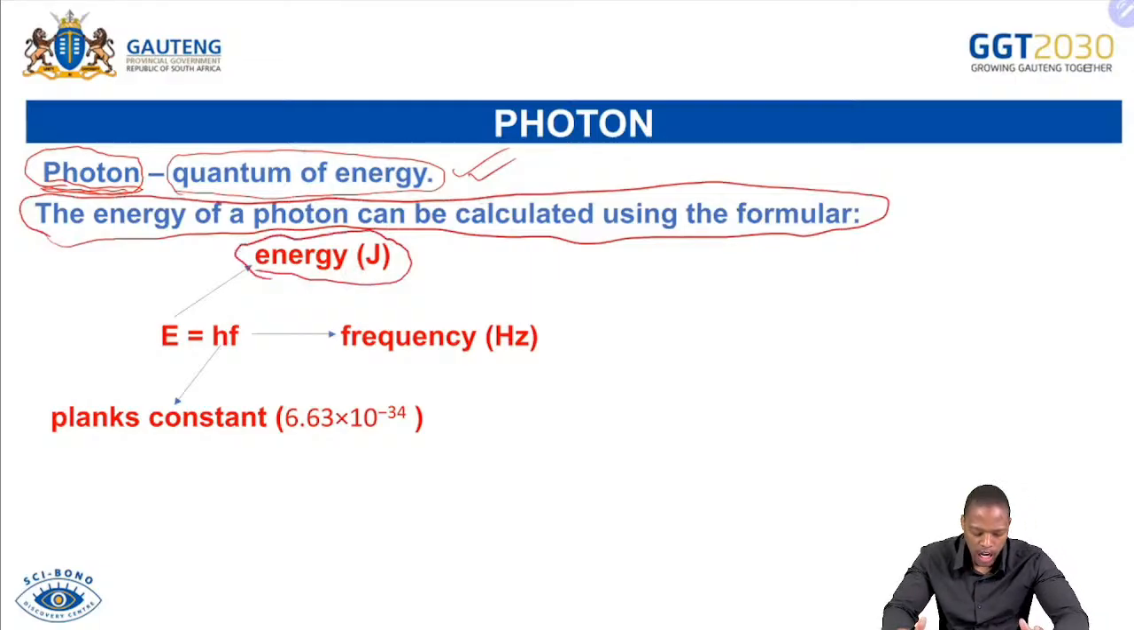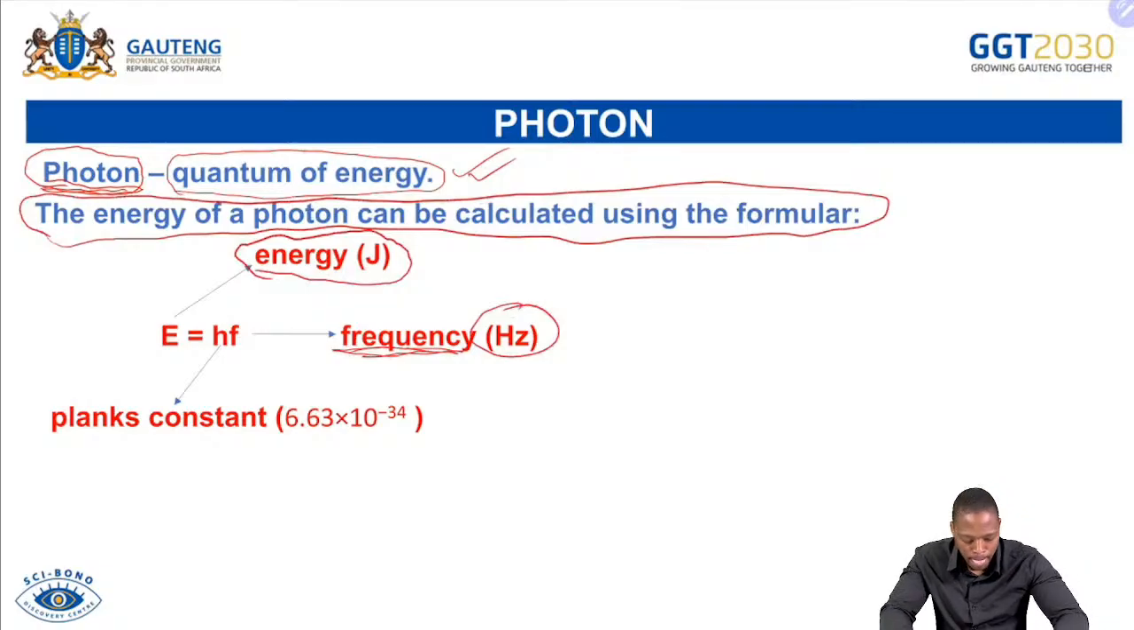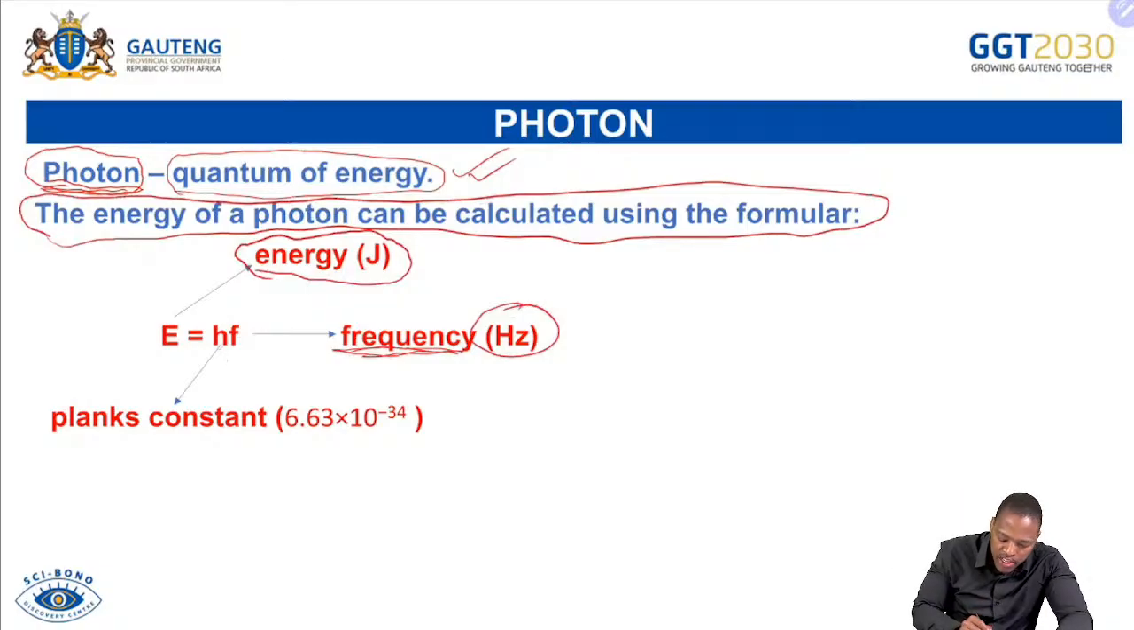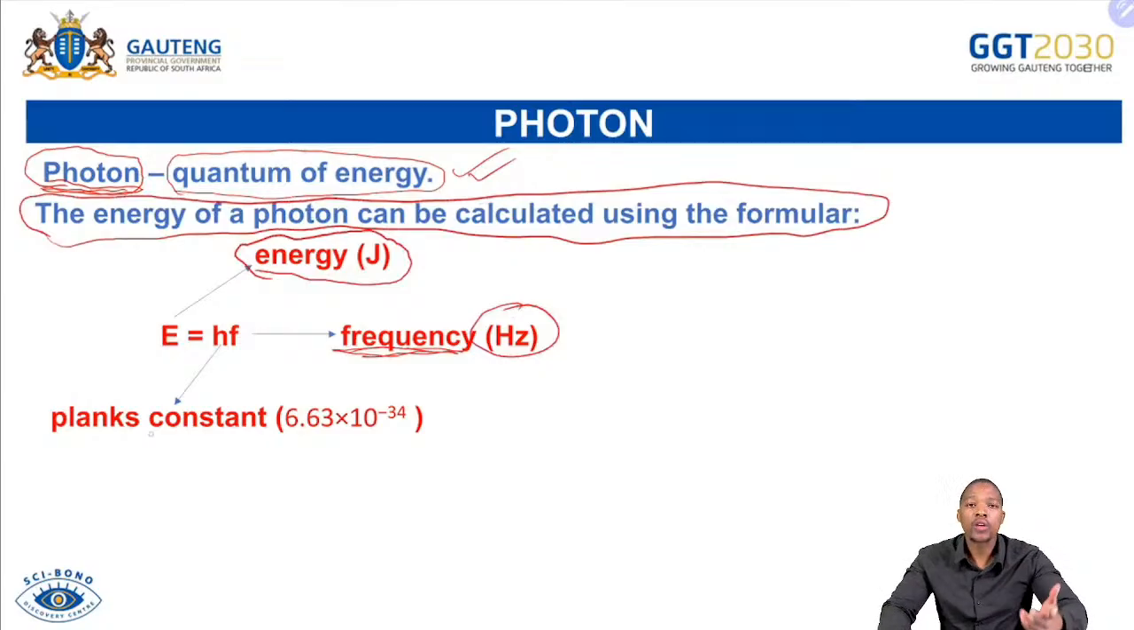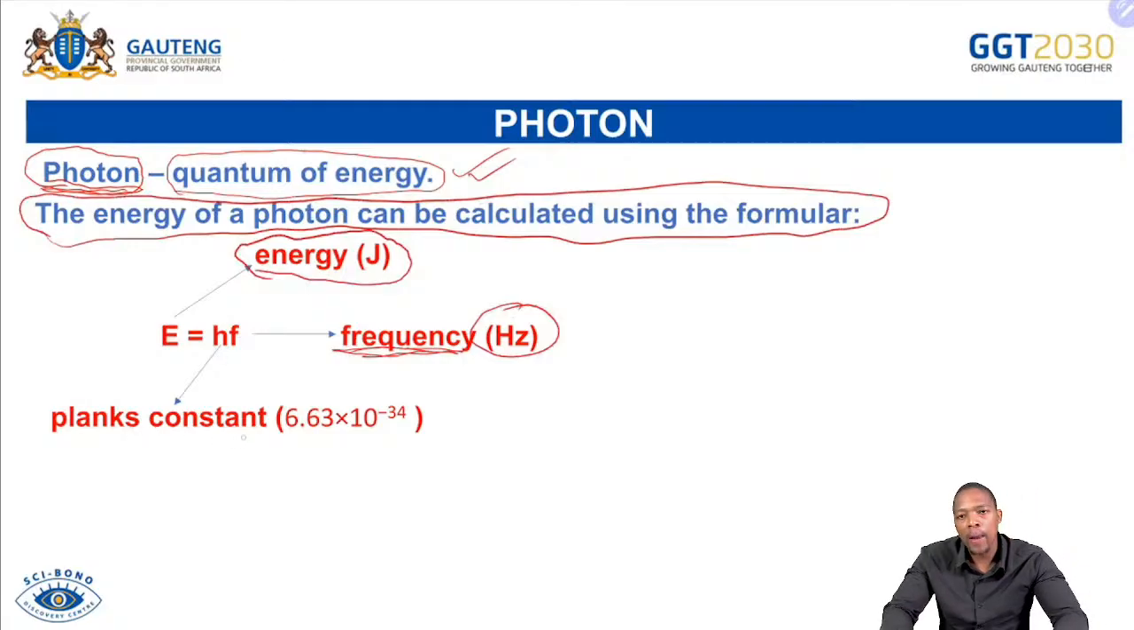That will be the SI unit of the energy, okay? And then F represents the frequency, as we've spoken about it. And the SI unit of frequency, remember, is hertz, okay? And then we have this H here. This H is a constant value, like we had a constant value for C, the speed of light. This H here is also a constant value, which is what we call Planck's constant.